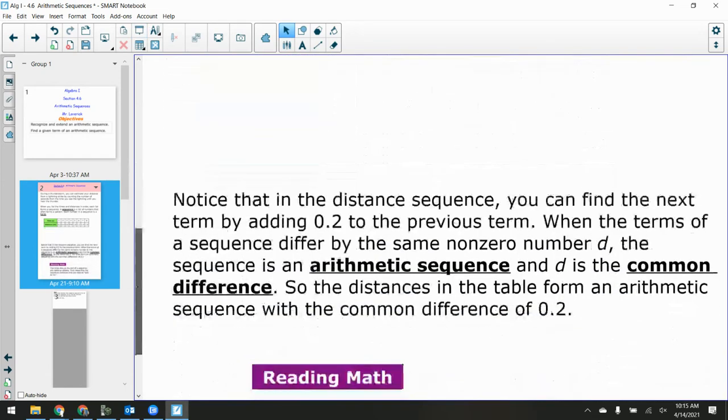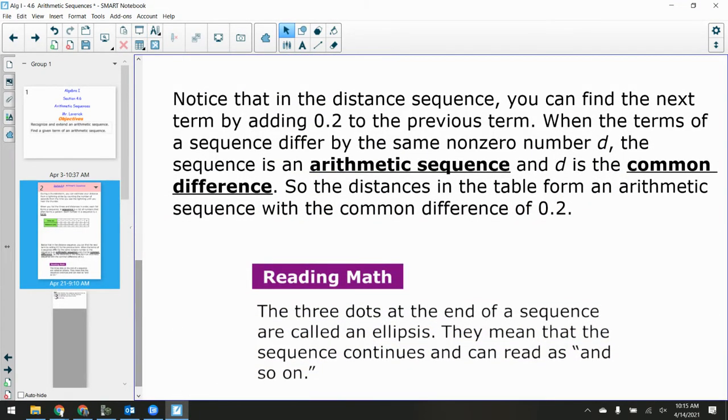This is what's called an arithmetic sequence. Notice that in the distance sequence, you can find the next term by adding 0.2. And you could keep that pattern going, right? If it was 15 seconds, I could just keep adding 0.2. If it was 100 seconds, I could keep adding 0.2. But what if it was 1,000 seconds? Could we keep going with that pattern? Yeah. But would it get pretty labor intensive? Yes. And then we're thinking, okay, maybe we can create some sort of equation to model this situation.